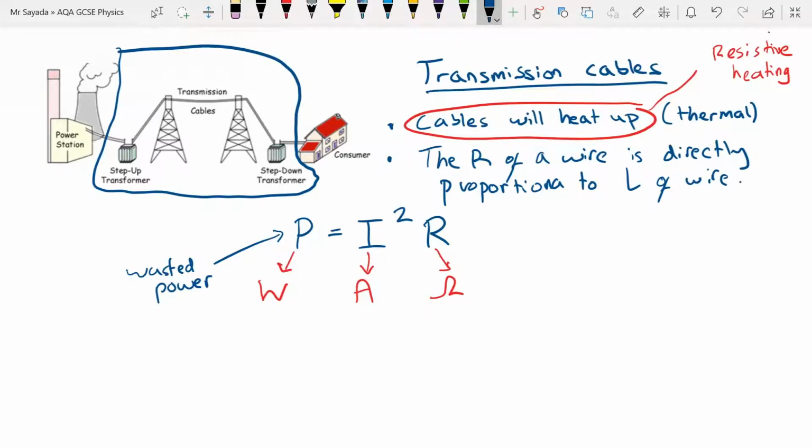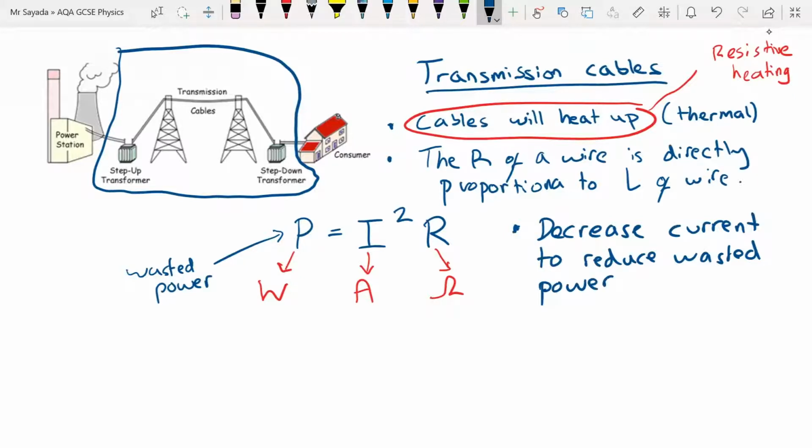So as I've already said, they try and design these cables to have as low a resistance as possible, but there's only so much they can do. So we want to reduce the current as much as possible. Our aim is we want to decrease the current, because if we decrease the current, that will reduce the wasted power.